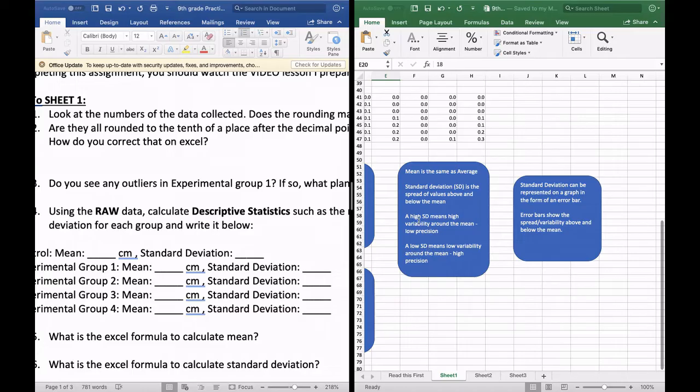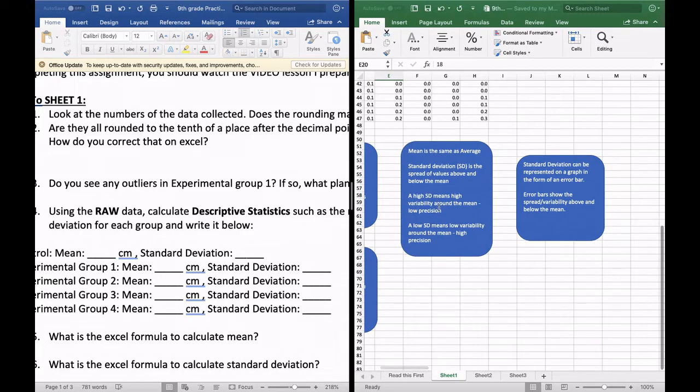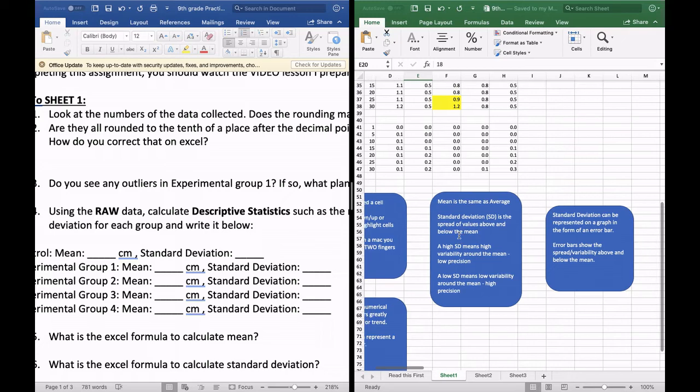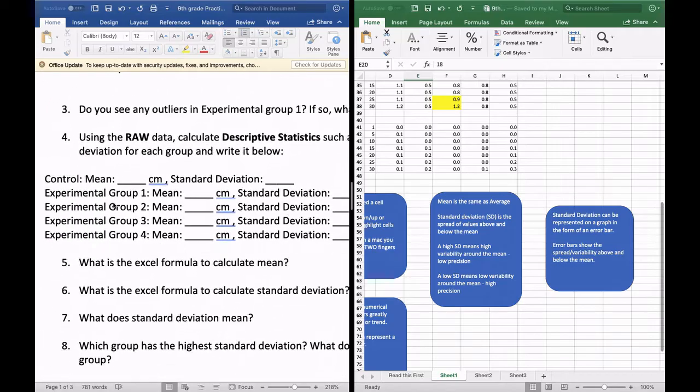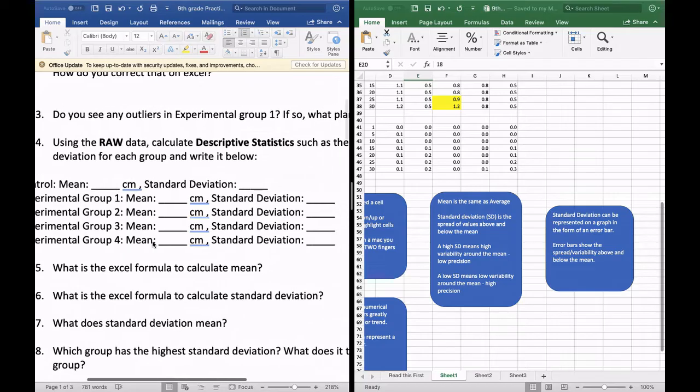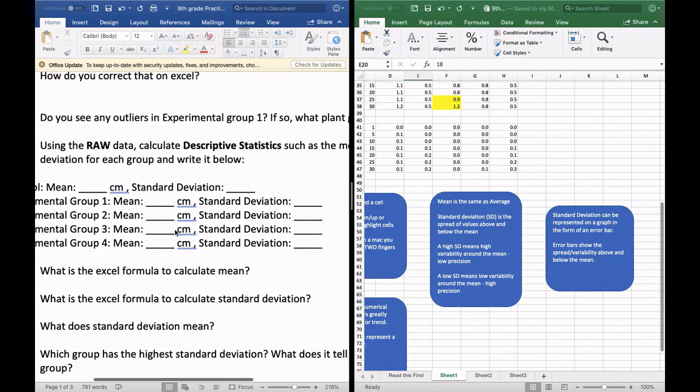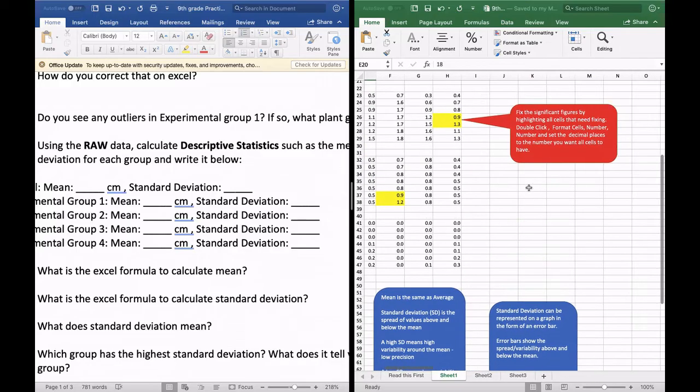That means that all of your results were somewhere around the mean. So that tells you that if you have a high standard deviation, you probably have low precision because your data was all over the place. And you might have low accuracy as well. And a low standard deviation means that you have high precision because all of your measurements were very close to the mean. Okay. So for question number 4, you are going to calculate the mean and the standard deviation for every group, for groups 1, 2, 3, and 4, and also for the control, and then you're going to write it down here on your Word document. So let me show you how to do that.